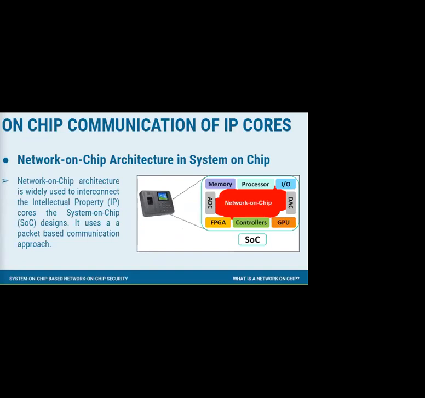Then I think now you are able to understand the image that is mentioned here. It has different IP cores connected to each other, and in the middle you can see the network on chip architecture. So when you see this image, you have an idea how the messages are passing, maybe from the memory to the FPGA or from the memory to the processor. So now we have an idea about how it is passing.